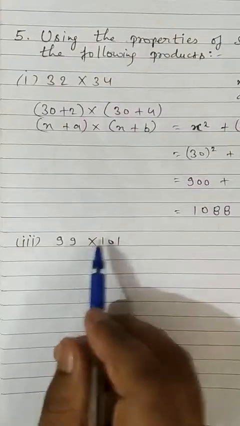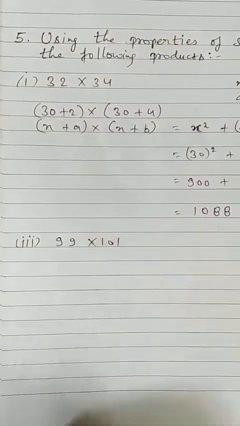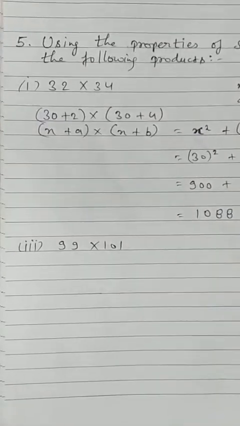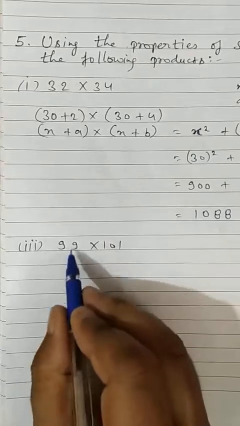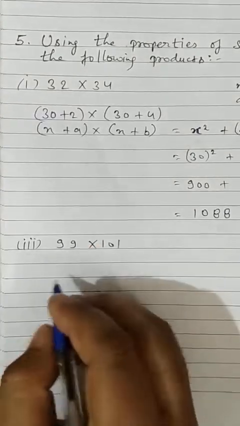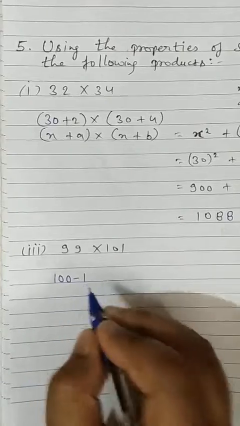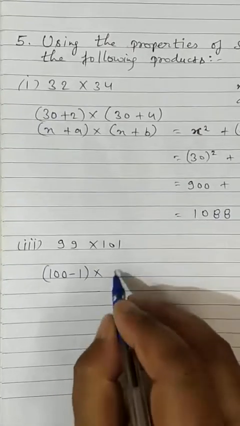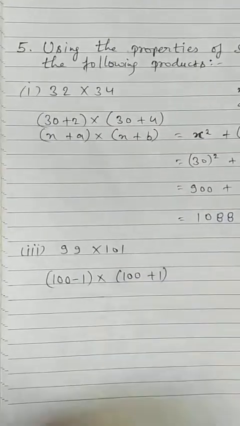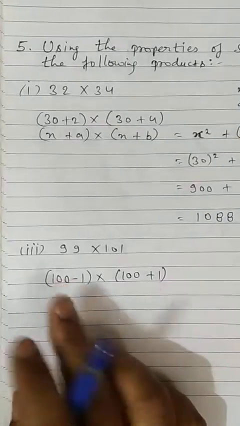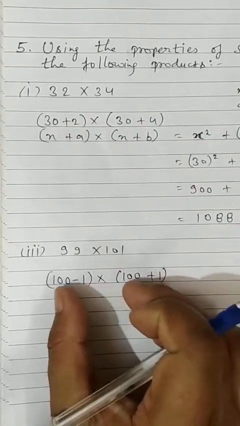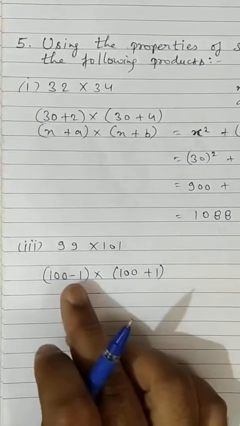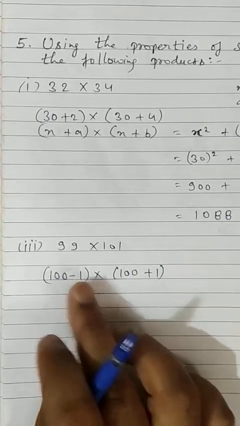Today we have the third part, 99 multiplied by 101. So what is common in these two numbers? The common thing is that 99 is 1 less than 100. We can write it like this: 100 minus 1, and 101 is 1 more than 100, so we can write 100 plus 1. So in this we can see that the first value of both the brackets is the same and the second value of both the brackets is also the same. The only difference is minus and plus.